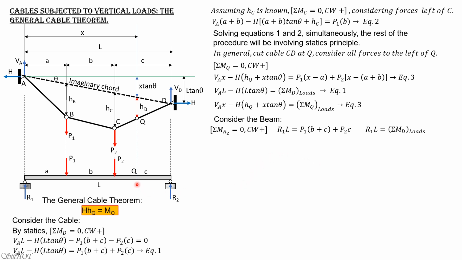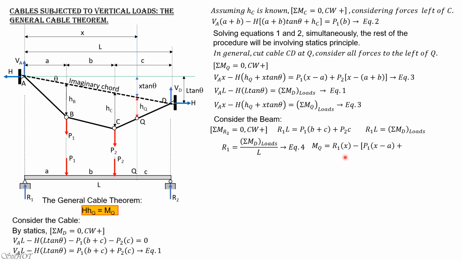Then, knowing R1, we can now compute the moment at Q, which is to cut the beam at this section containing Q. Then the moment at Q is R1 times X, then minus P1 times (X minus A), minus P2 times quantity (X minus quantity (A plus B)), which is the same here if you transpose to the right. So R1 is equal to summation of moment about D due to the loads divided by L. Let's call that equation 4.